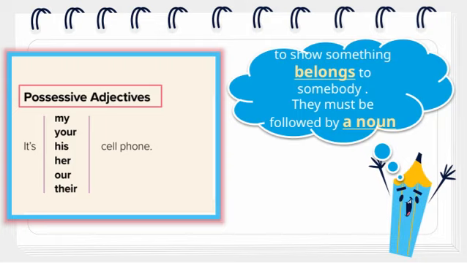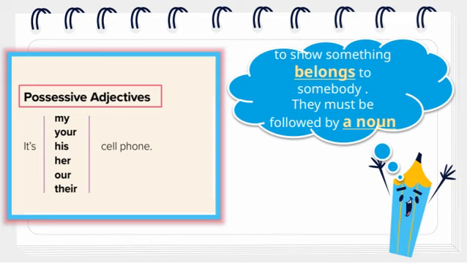Now let's look at how we show that something belongs to somebody. When we want to indicate possession, we use words like my, your, his, her, its, our, or their. These words are called possessive adjectives. Remember, they must always be followed by a noun to complete the idea.